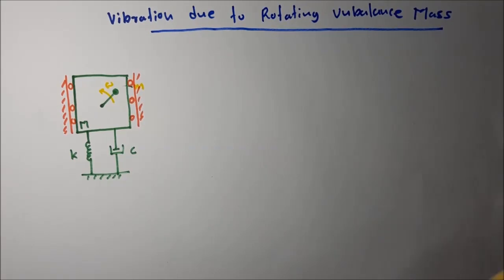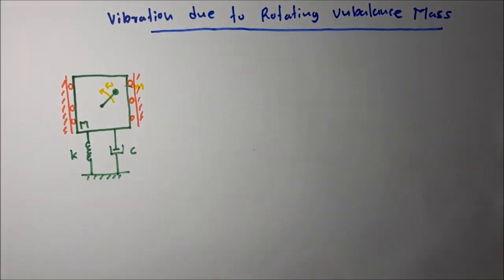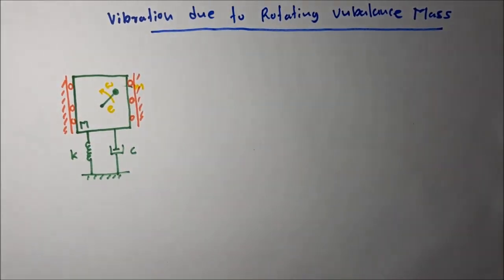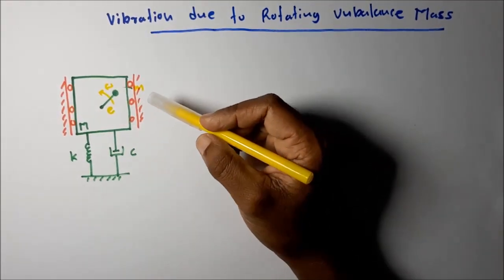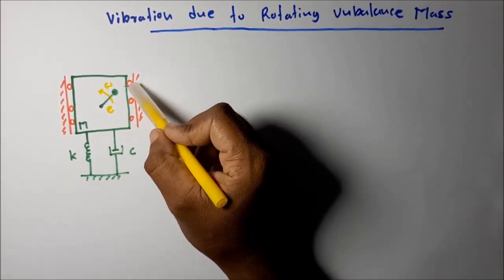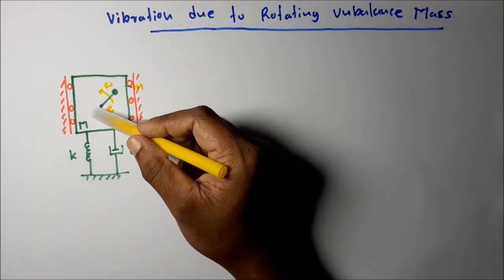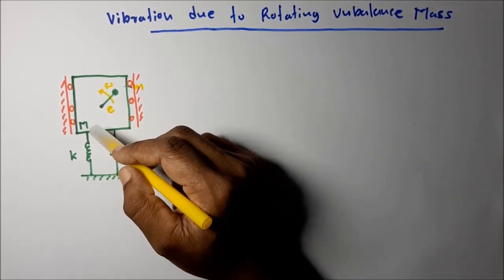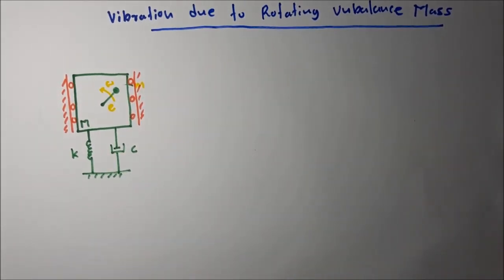You can see this is the overall mass of the system, and this is the unbalanced mass. Let's take the eccentric distance as small e. The eccentric mass is small m. Due to the rotation of this mass, eccentric to the rotating axis, it produces an excitation force on the capital M. Let's see how the excitation force is produced on this vibrating system.